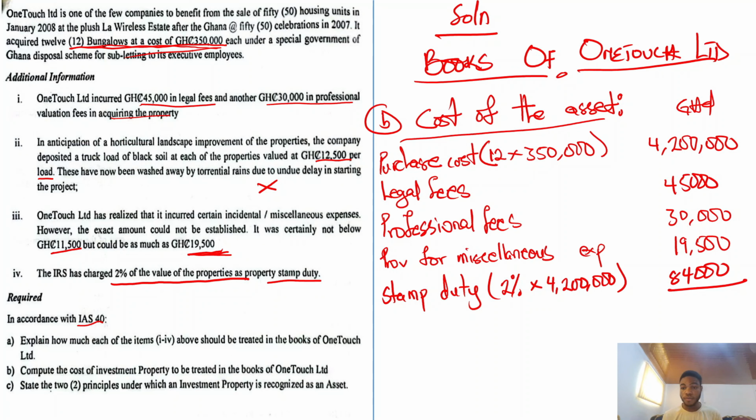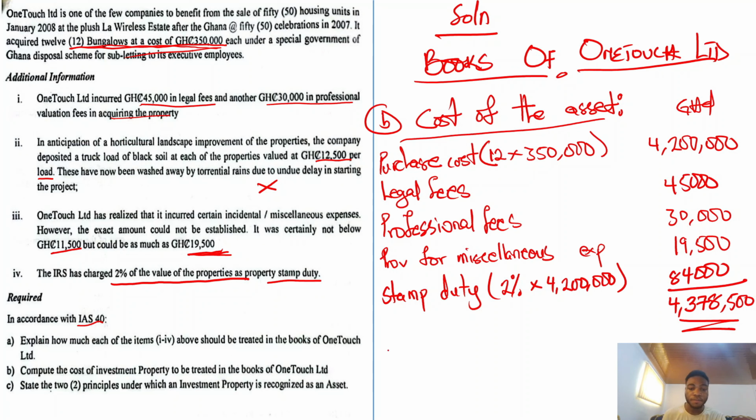So that will be 4.2 million plus 45,000 plus 30,000 plus 19,500 plus 84,000. This is going to give us 4,378,500. So this will be the cost of the asset. This is what you are going to show in our balance sheet at initial recognition. Okay, so that is it.